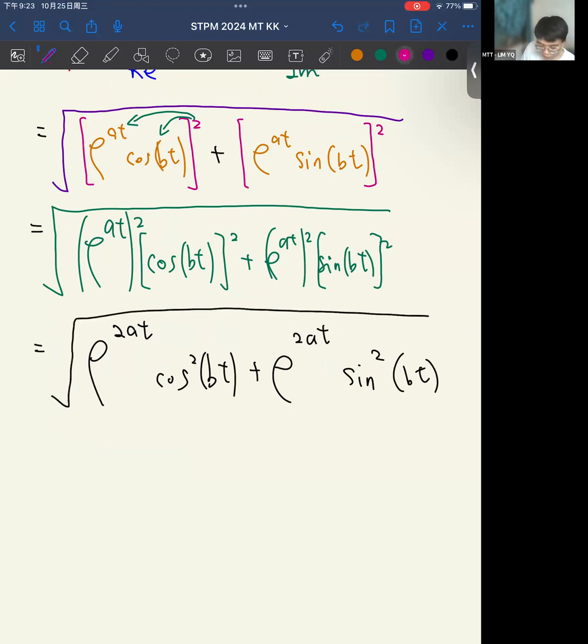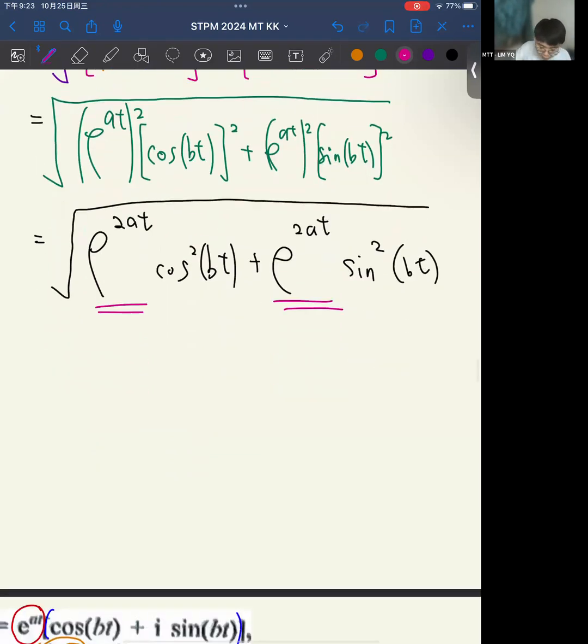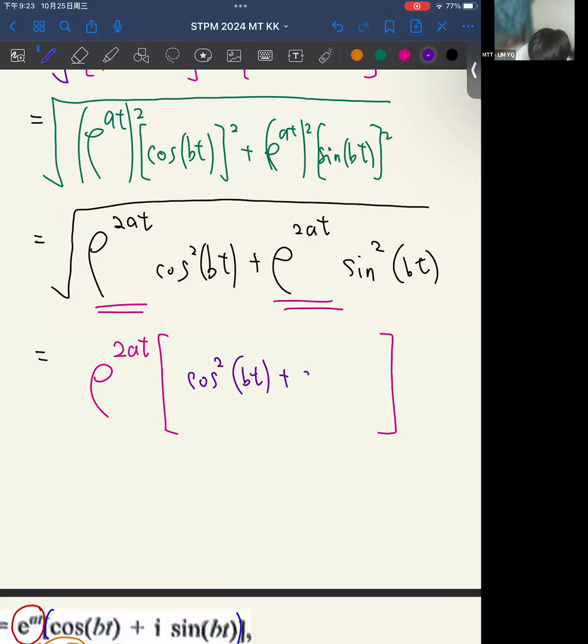Now here you have this one appear, this one also appear. They are exactly the same, right? We try to factor out first. Now we want to simplify this formula. e^(2AT) in the bracket. So what is inside? cos squared BT plus sine squared BT, and then the square root.